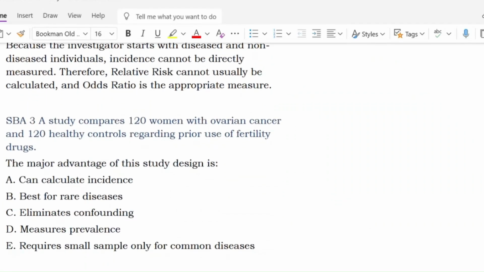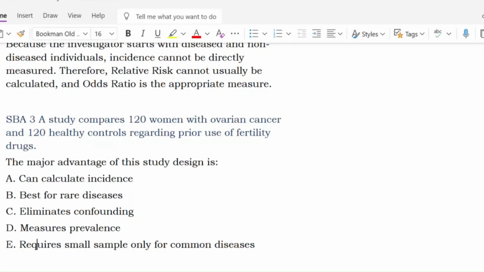Okay, next. A study compares 120 women with ovarian cancer and 120 healthy controls regarding prior use of fertility drugs. The major advantage of this study design is: can calculate the incidence, best for rare diseases, eliminates the confounding, measures the prevalence, requires small sample only for common diseases. So option B, best for rare diseases. Because this is a case control study, the advantage with the case control is that it is best for the rare diseases.